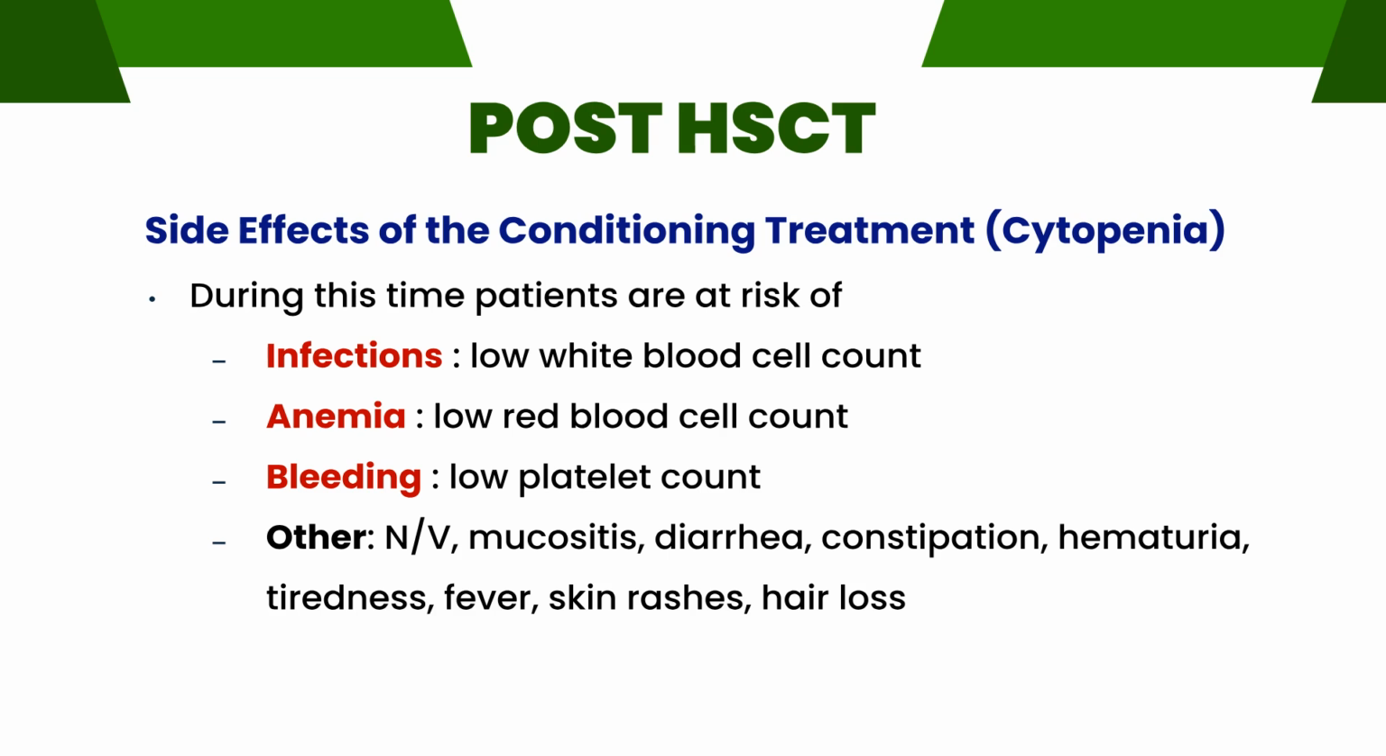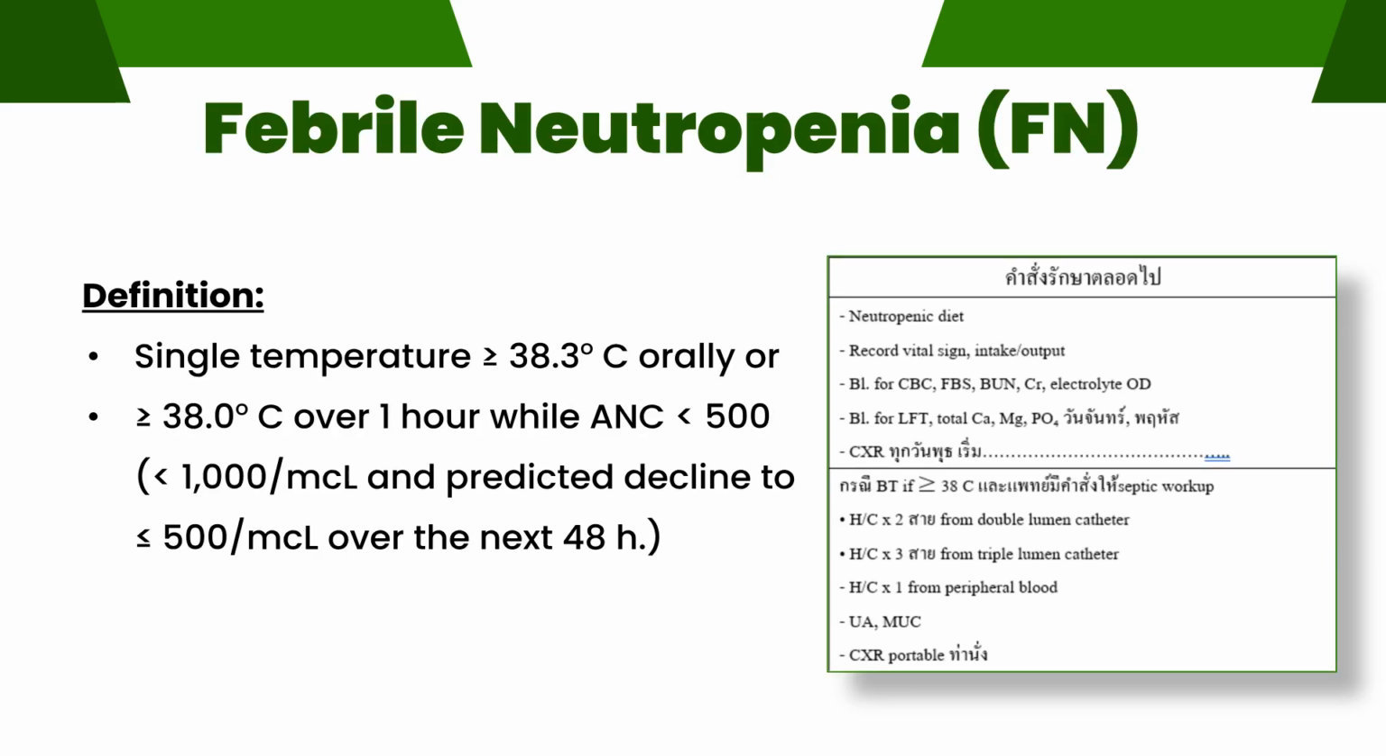Post-HSCT side effects, or cytopenia, increase the risk of infections, anemia, and bleeding due to low blood cell counts. Other common issues include nausea, vomiting, mucositis, and fever. Febrile neutropenia is defined as a single temperature greater than or equal to 38.3 degrees Celsius orally, or 38.0 degrees Celsius over 1 hour, while the ANC is less than 500.